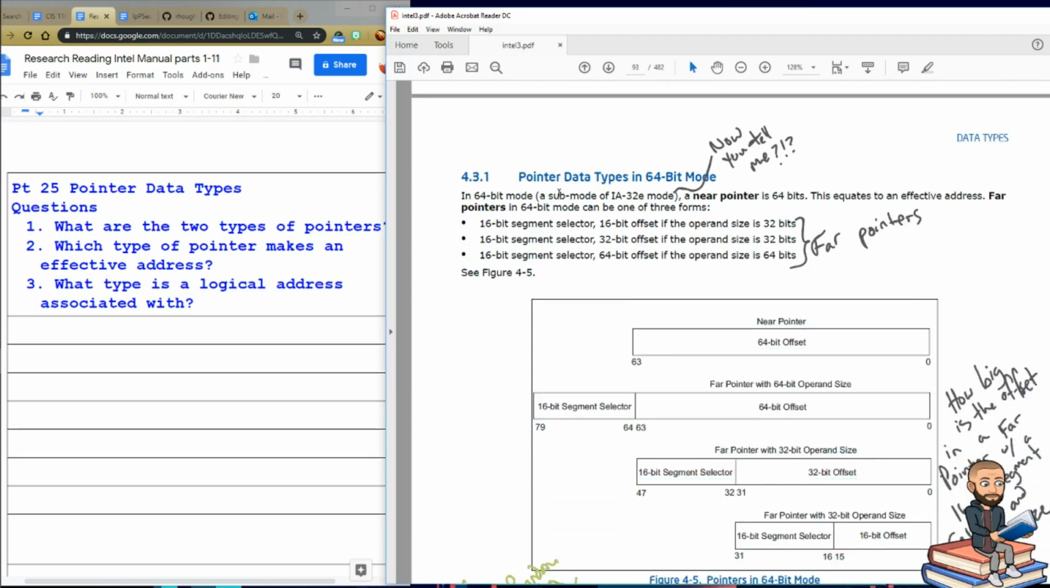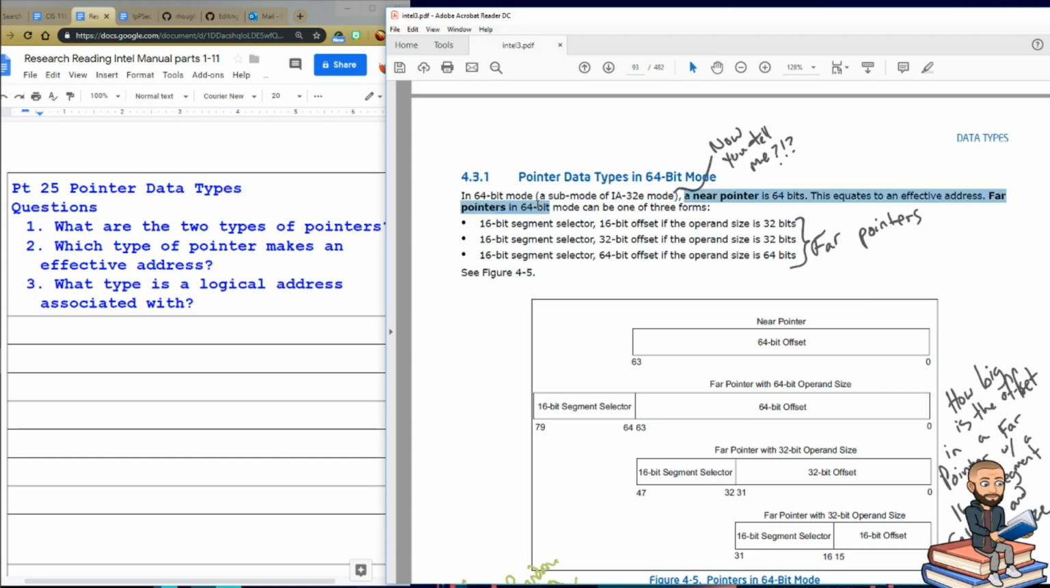Now we're back to talking about 64-bit mode as opposed to 32-bit. This is after finishing a section about integers and floating point numbers and signed and unsigned integers. So it looks like there will be some nuances when we're talking about pointers in 64-bit mode. And I don't remember seeing this before. The Intel manual says this 64-bit mode is a sub-mode of the 32-bit one. I'm wondering, has this always been the case? That's just some new lingo right there, sub-mode. But apparently in this 64-bit mode, a near pointer is going to be 64 bits, not 32. This equates to an effective address.